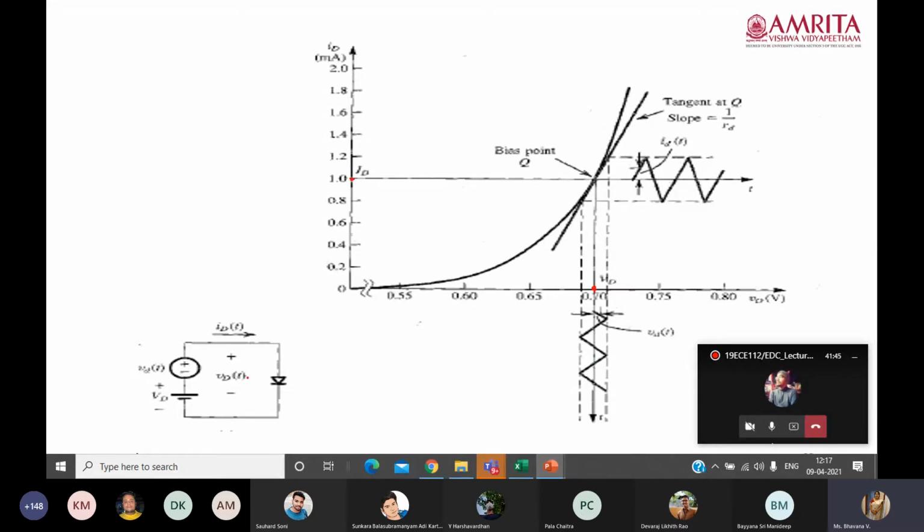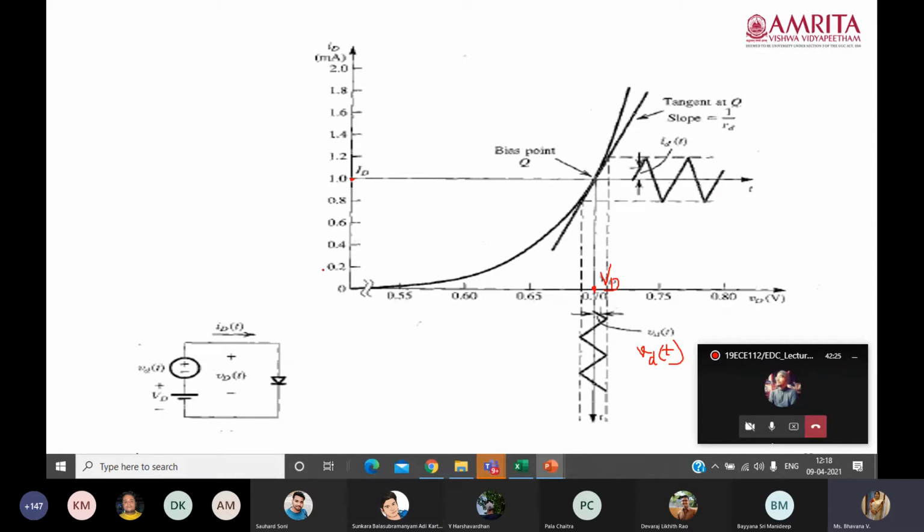Now, what are we doing here? We are taking a sinusoidal or triangular AC signal. This small vd of t, the input AC signal, is superimposed upon capital VD, that is the DC parameter, and accordingly you will get the corresponding output. Did you understand the circuit diagram explanation now? Yes, ma'am. We are superimposing a pure AC signal with a pure DC, so your output will be a combination of both AC as well as DC.